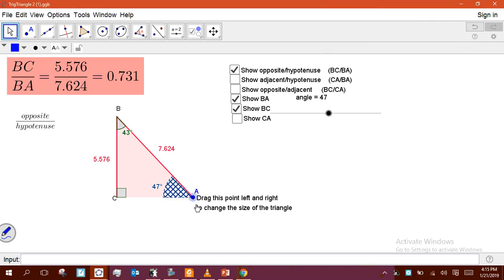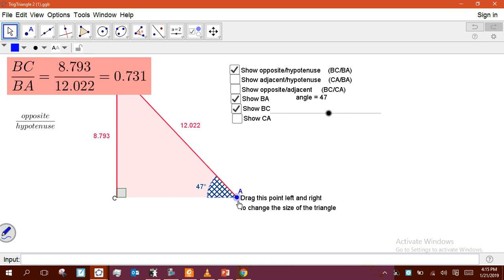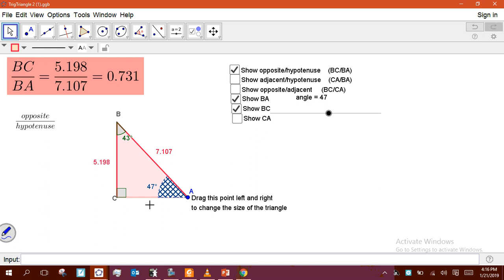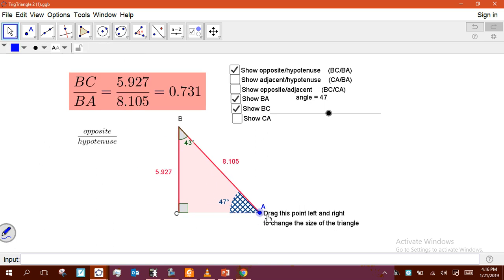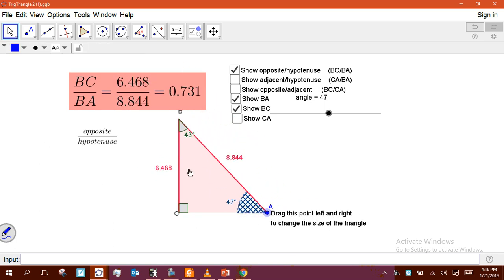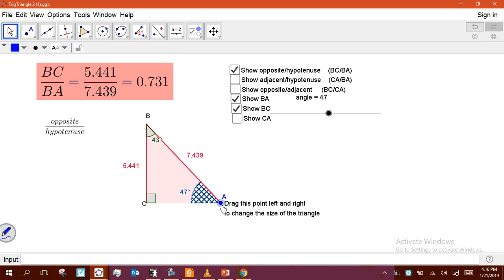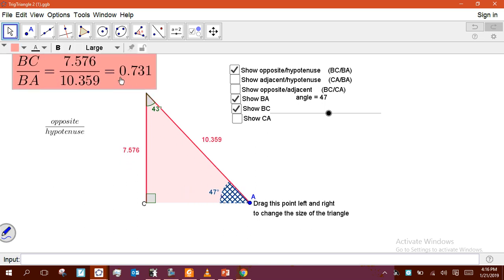So as I look at this triangle here, what I've got going on is that I can change the parameters, I guess, of this triangle. I can change the side lengths. And when I do the quotient of opposite divided by hypotenuse, I always get 0.731. But I want to talk about why that happens. And it has to do with what we talked about in geometry in regards to similarity.